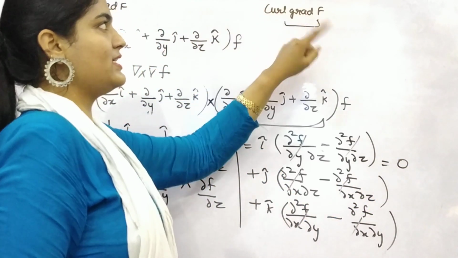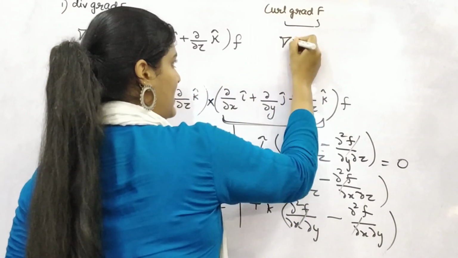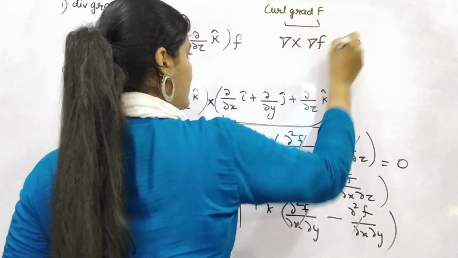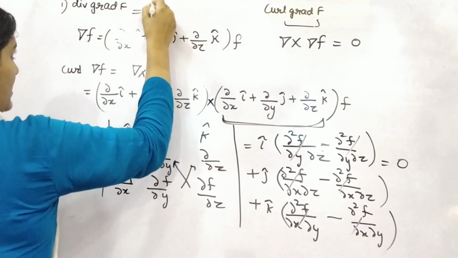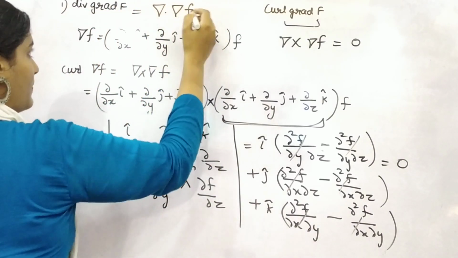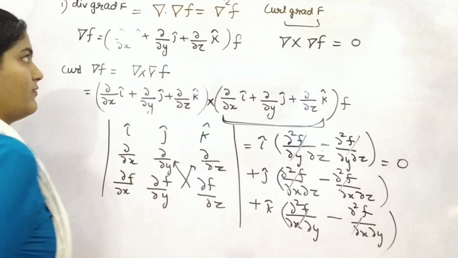So the curl of gradient of f, that means del cross del f, is always 0, and the divergence of gradient f is del dot del f, and it is del square f.